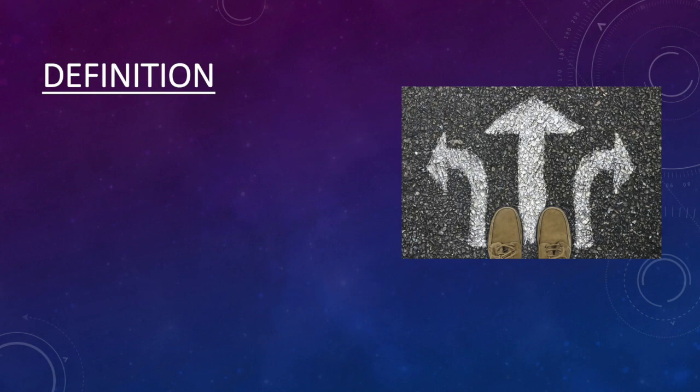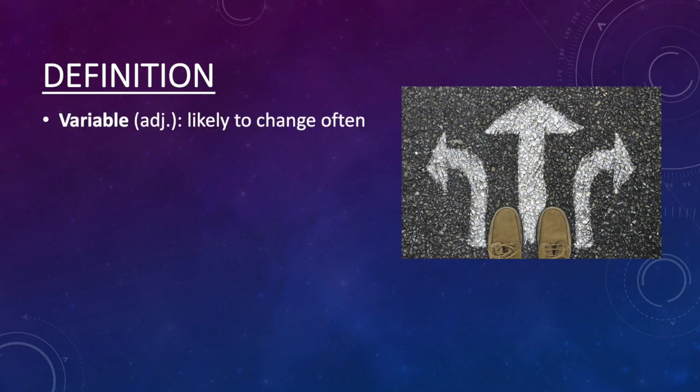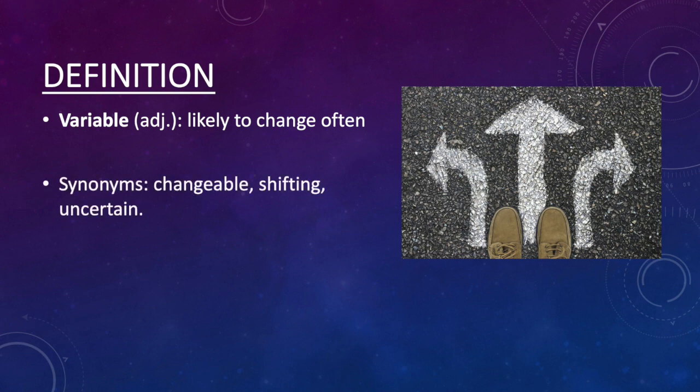Now, let's have a look at the first word. First word is variable. It's an adjective and it means likely to change often. Some synonyms include changeable, shifting, and uncertain.